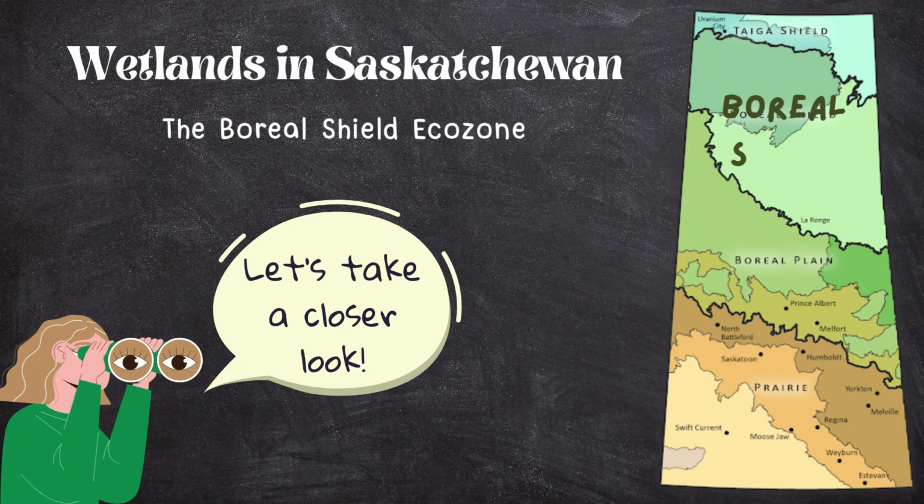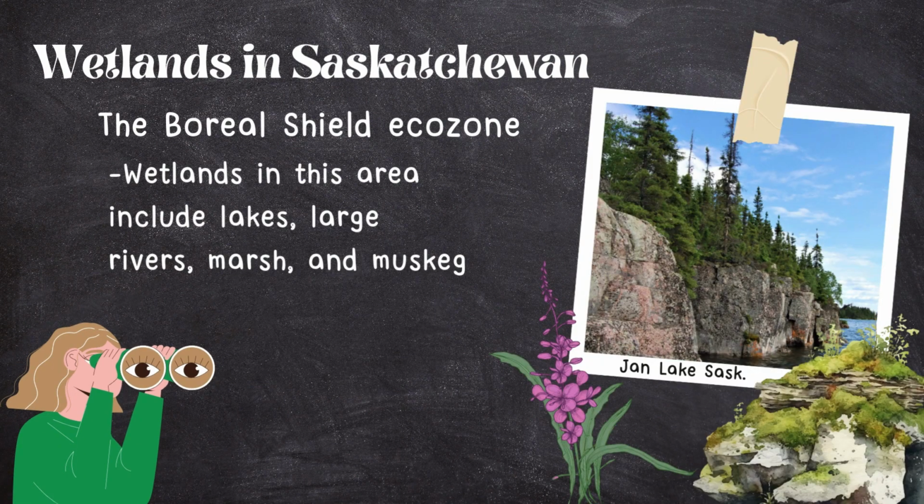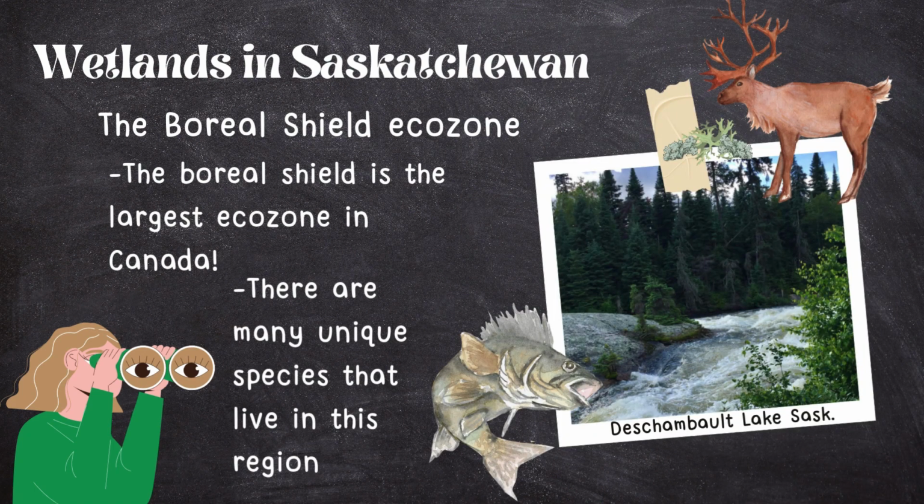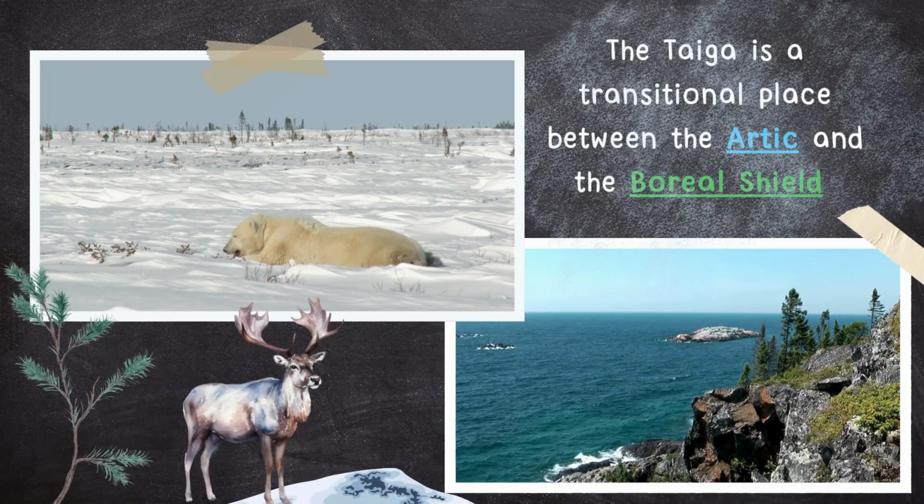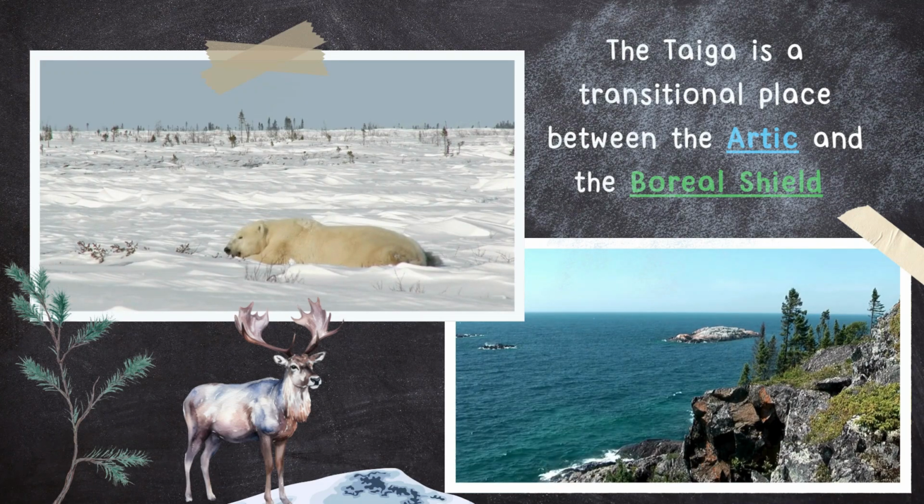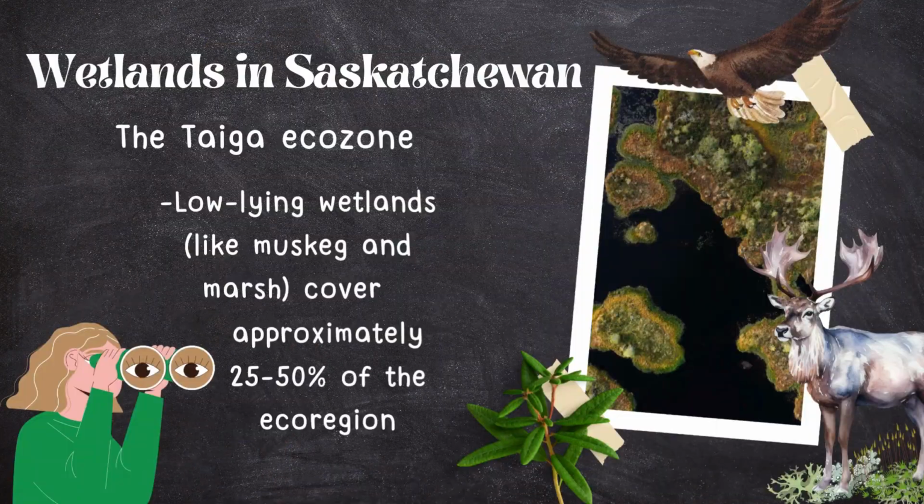Now, let's take a quick look at the Boreal Shield. The Boreal Shield has many lakes, rivers, marshes, and muskeg. The Boreal Shield is the largest ecozone in Canada. The animals and plants found here are very unique and really interesting. And way up at the very top of our province is the Taiga Ecozone. Like the Boreal Plain, this ecozone is also a transitional place. It's a transition between the Boreal Shield and the Arctic. Low-lying wetlands like muskeg and marshes cover anywhere from 25 to 50% of this ecozone. That's a lot of water.